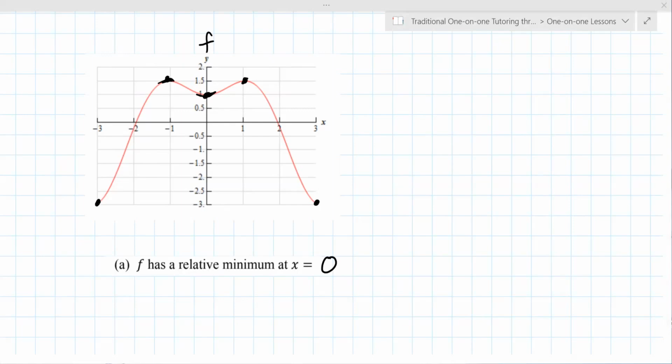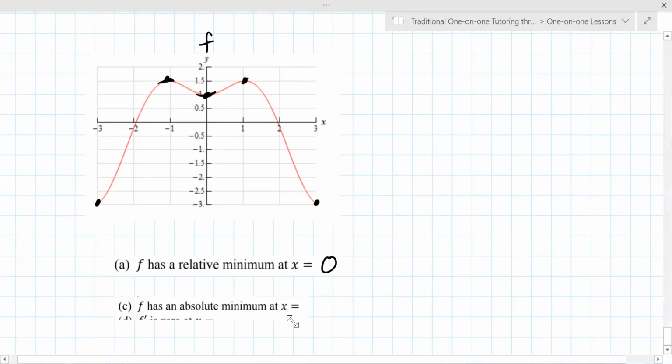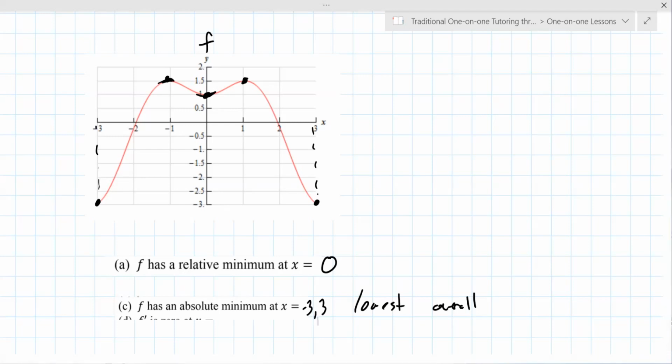And that's where we're going with part B. Let me do part C next because it goes nicely with this. So part C says absolute minimum. So that's the lowest overall. Okay, so that would be 3 and -3. Yes. Now there are examples where it actually does not have one in this kind of graph.